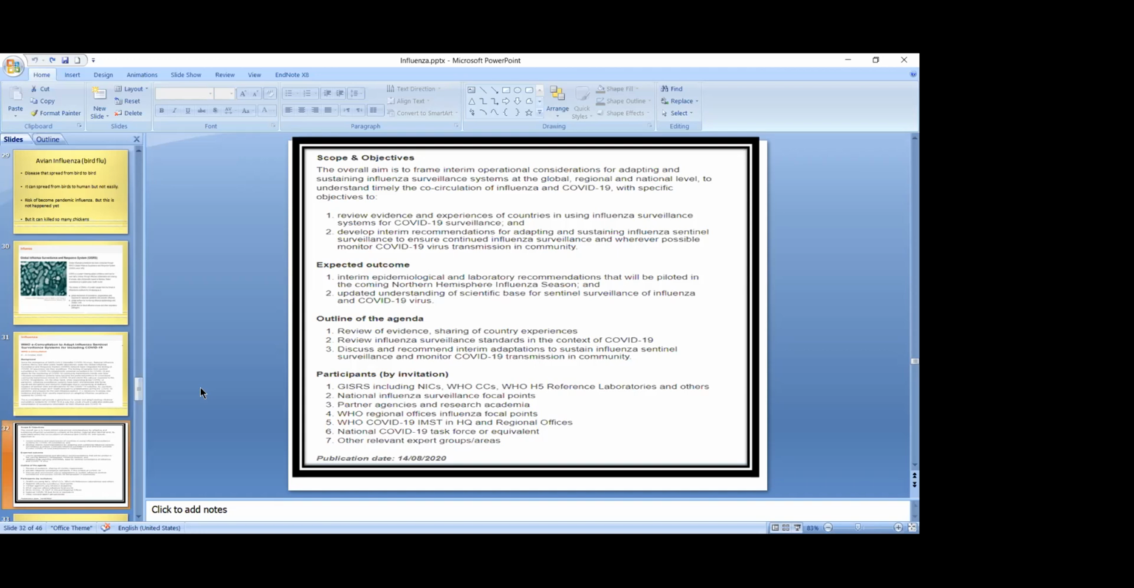What are the expected outcomes? Epidemiological and laboratory recommendations that will be piloted in the coming northern hemisphere influenza season, and an updated understanding of the scientific base for sentinel surveillance of influenza and COVID-19 virus. Outline of agenda: review of evidence, sharing of country experiences, review of influenza surveillance standards in the context of COVID-19, and discuss and recommend interim adaptations to sustain influenza sentinel surveillance and monitor COVID-19 transmission in the community. There are different participants involved in this system.